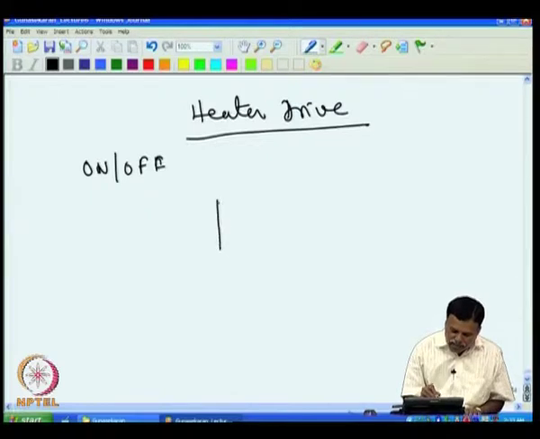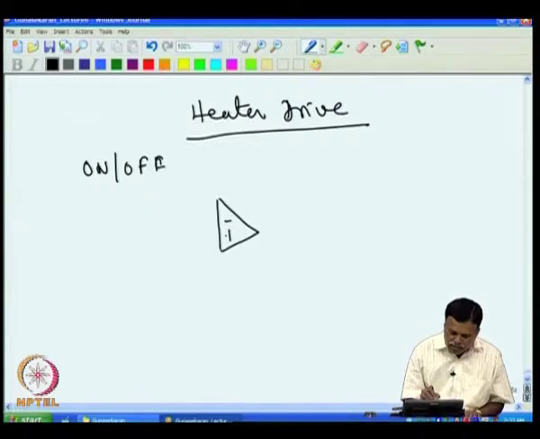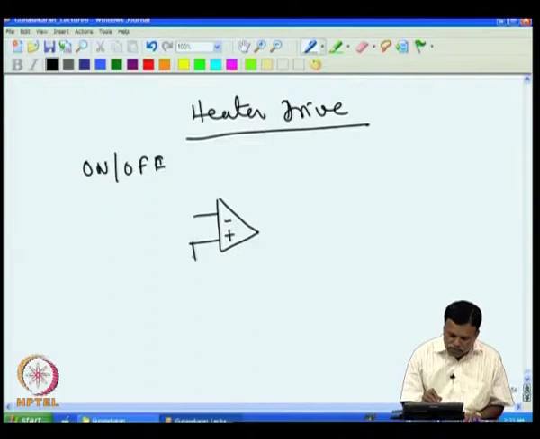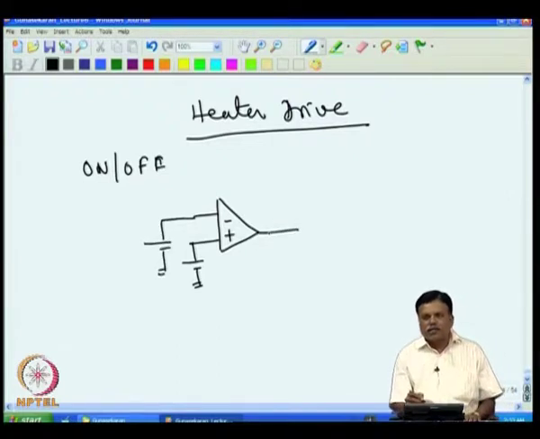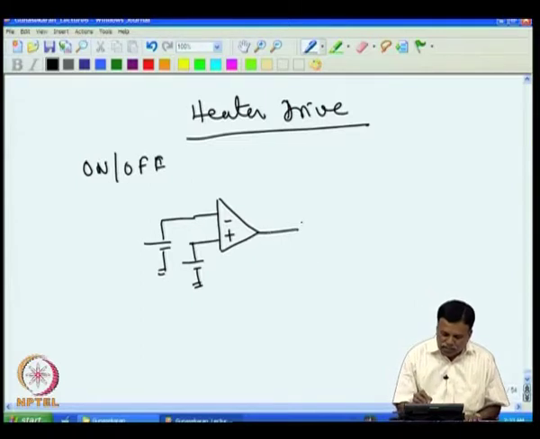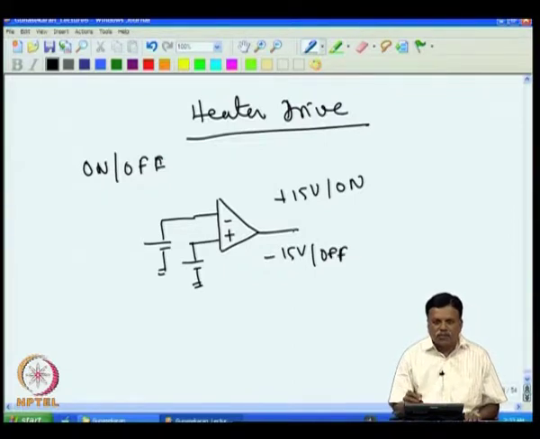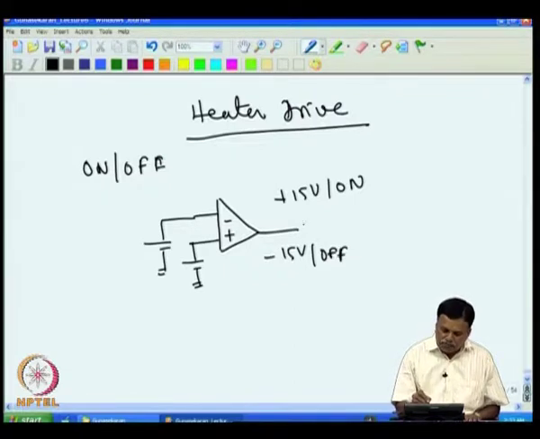For example, if I have the final stage of the controller, one input is given the V reference, and the other one is the sensor voltage. So, you have a comparator. I will pick up the thread from the comparator output. If the heater is to be on, it will be plus 15 volt, and if it is minus 15 volt, it should be off. So, we pick up from this point. In the on-off temperature controller, if it is plus 15, the heater is to be on, and at minus 15, the heater is to be off.